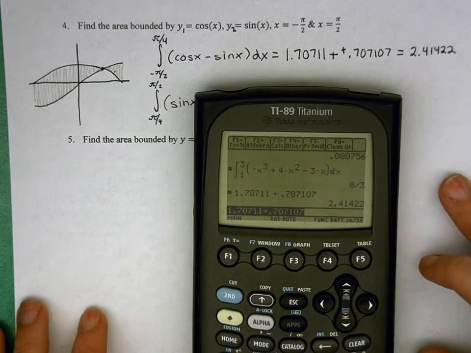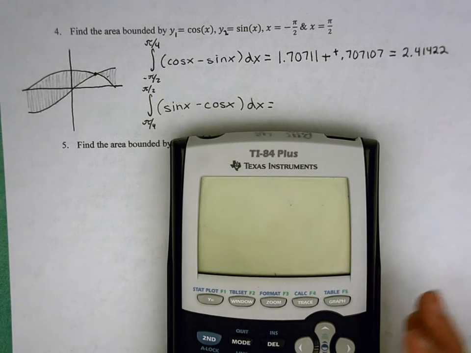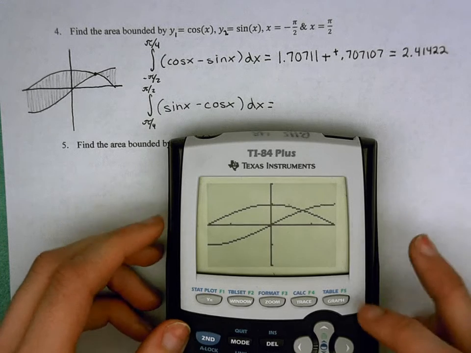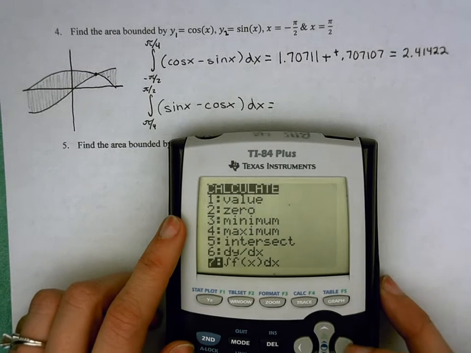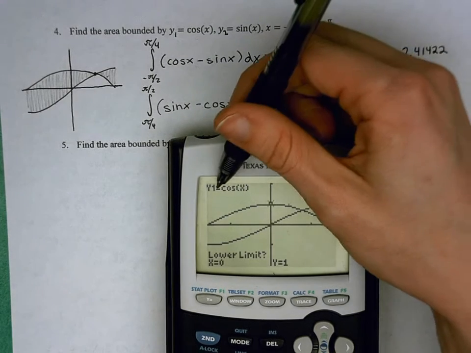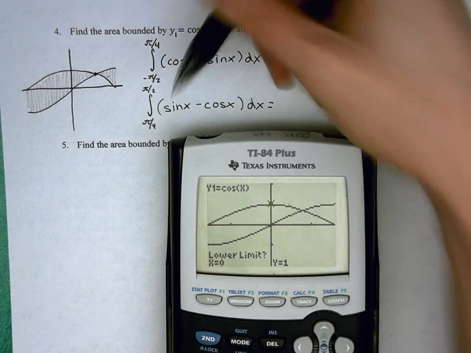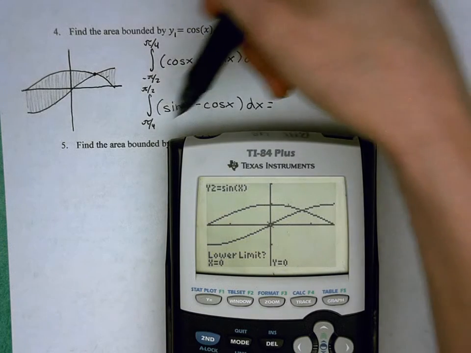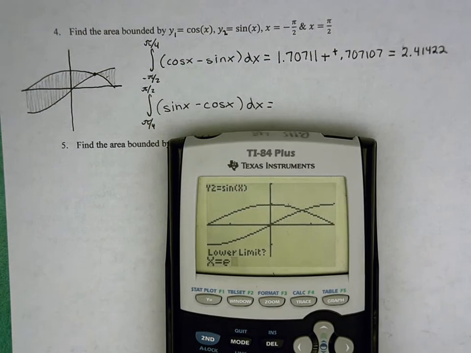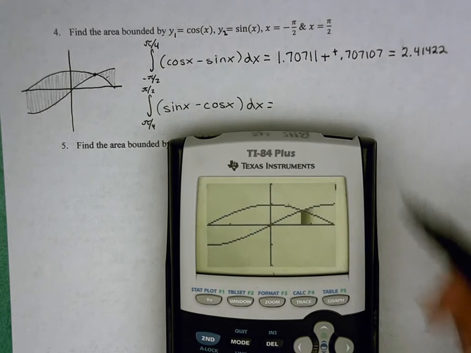Okay, so that's how you do it on the 89s. On the 84s, we have our graph here, and we're going to be calculating the integral. So we're going to do second calc, number 7, which is integral of f of x dx. On the 84s, you actually have the function displayed up here. So we want the sine x function, because that's what comes first. This says cosine x, so I'm going to hit my up or down arrow to get it to say sine x. And then it wants lower limit and upper limit. My lower limit is pi over 4, and my upper limit is pi over 2. And it'll calculate that integral.